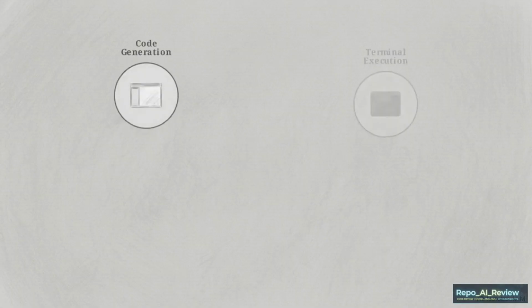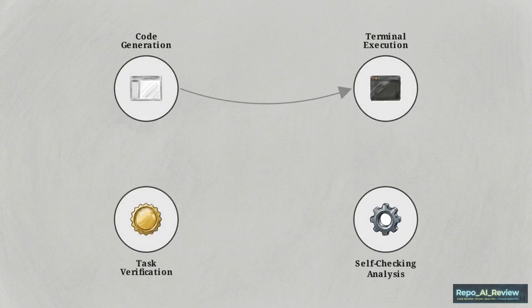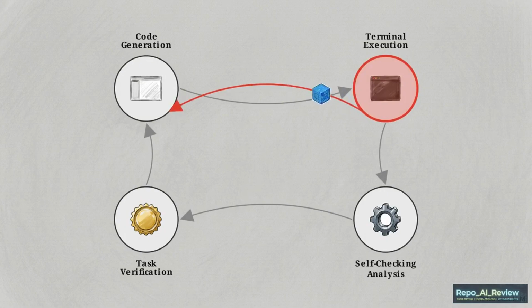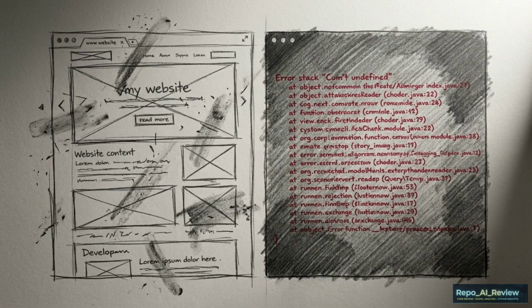This maps the execution loop, enabling the code agent to verify its work. It moves from code generation to terminal execution, then self-checking analysis. If the terminal registers an error, a self-correction pass routes failure data directly back to the code generation node. This gives the agent direct sensory input. Through browser automation and terminal control, it observes the exact compile errors and visual regressions an engineer would.